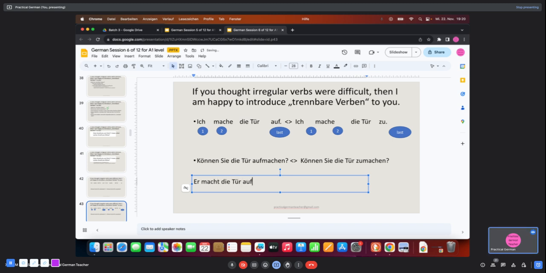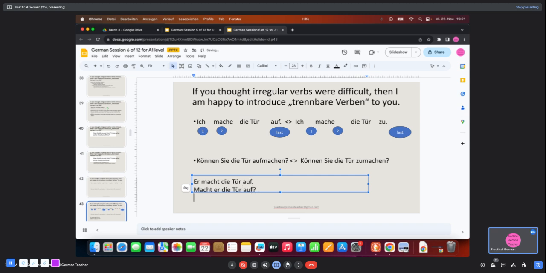So this is a statement. And how do I convert this to a yes or no kind of question? So is he opening the door? Macht er die Tür auf. Correct, right? So you just replace the positions of the subject and the verb. It's very obvious, you know.